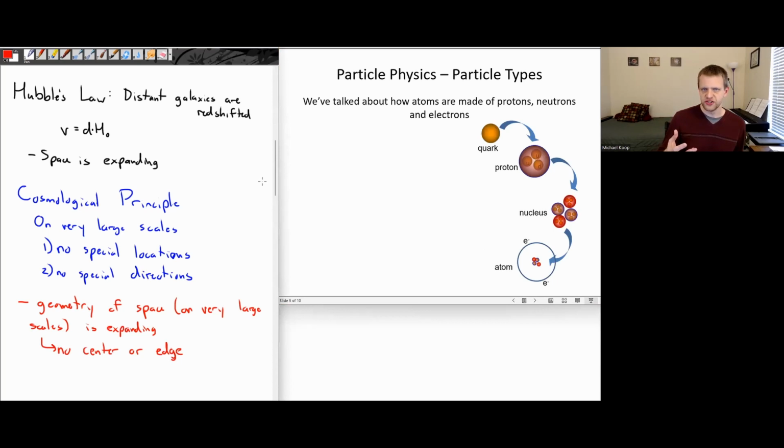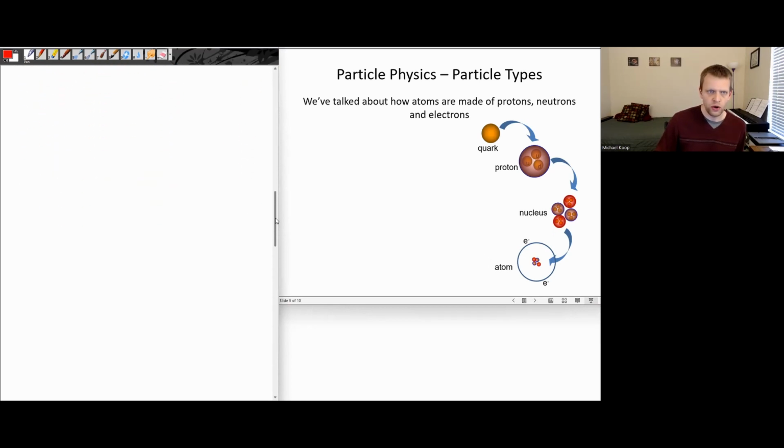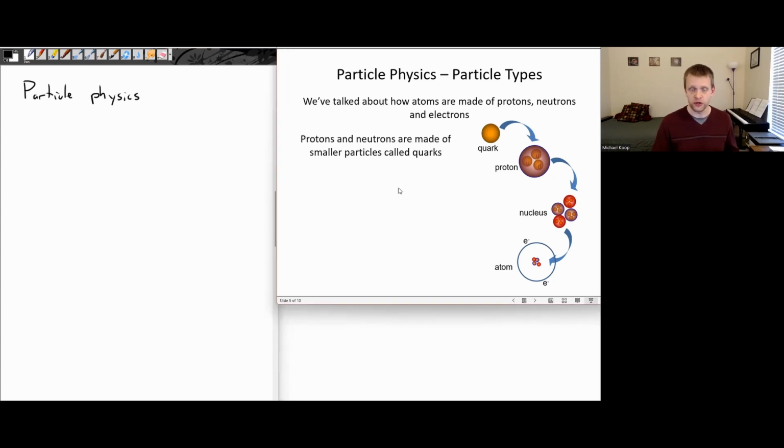So that kind of summarizes what we've talked about with Hubble's law and the expansion of space and introducing this important cosmological principle. We're also going to have to talk a little bit about particle physics. Let's talk about that. We've talked about how atoms are made of protons, neutrons, and electrons. But we can get yet smaller particles called quarks. So let me see if I can kind of list out the hierarchy of what things are made of.